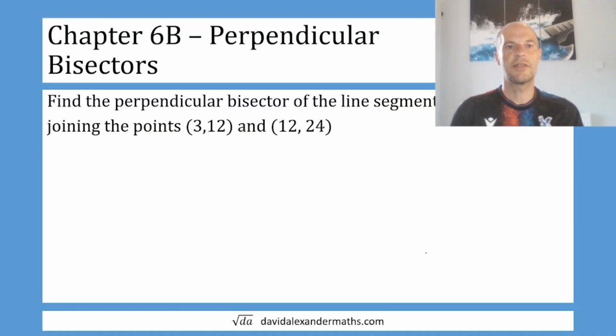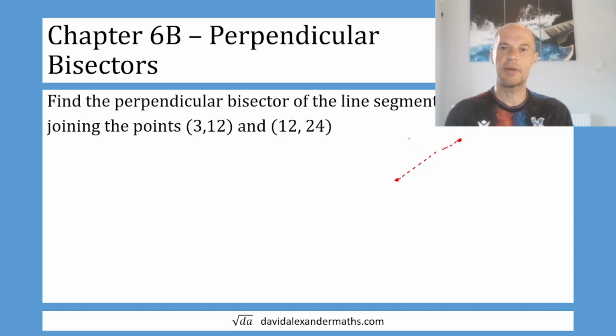Okay, so let's take a look at a first example. Find the perpendicular bisector of the line segment joining the points (3, 12) and (12, 24). Let's say this here is the point (3, 12) and this is the point (12, 24). So this is the line that joins them.